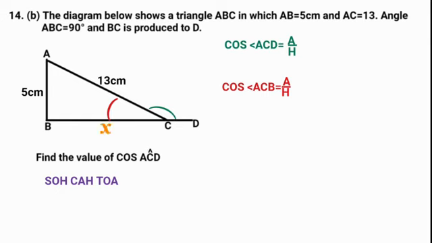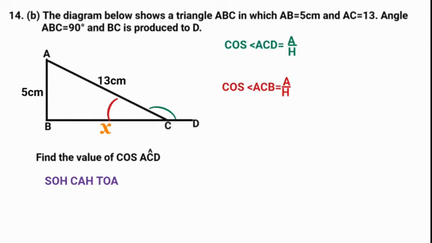Which one is the hypotenuse? The hypotenuse of this angle is this one. So what we're going to do now is find the value of x so that we can find the cosine of angle ACB. To do that, we are going to use the Pythagoras theorem.